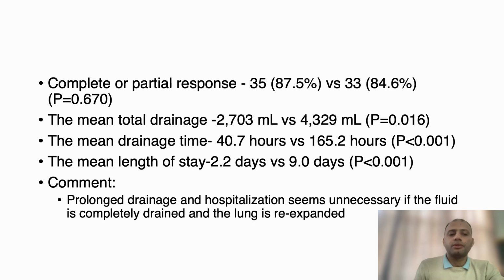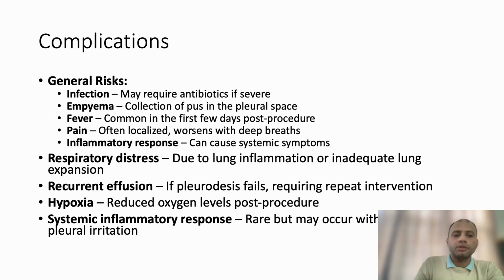84.6%. The prolonged drain, which ultimately means there was some response to the rapid pleurodesis, and prolonged drainage and hospitalization seems unnecessary if the fluid is completely drained and the lung is re-expanded. The mean total drainage was 2,703 ml in rapid versus 4,229 ml in prolonged pleurodesis, and mean drainage time was 40.7 hours versus 165.2 hours, which had decreased the significant length of stay. This is the last slide.